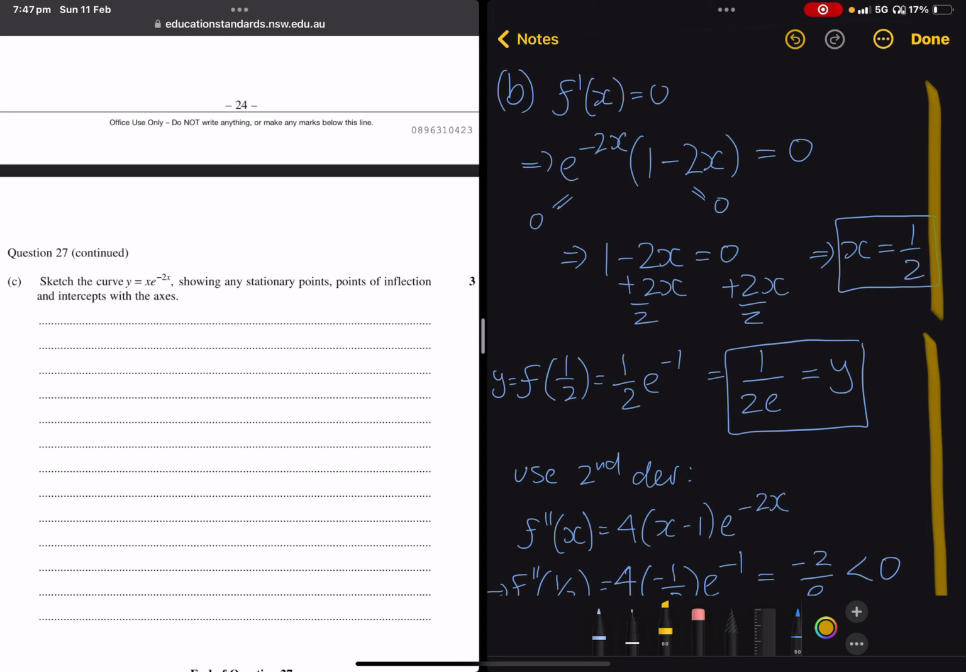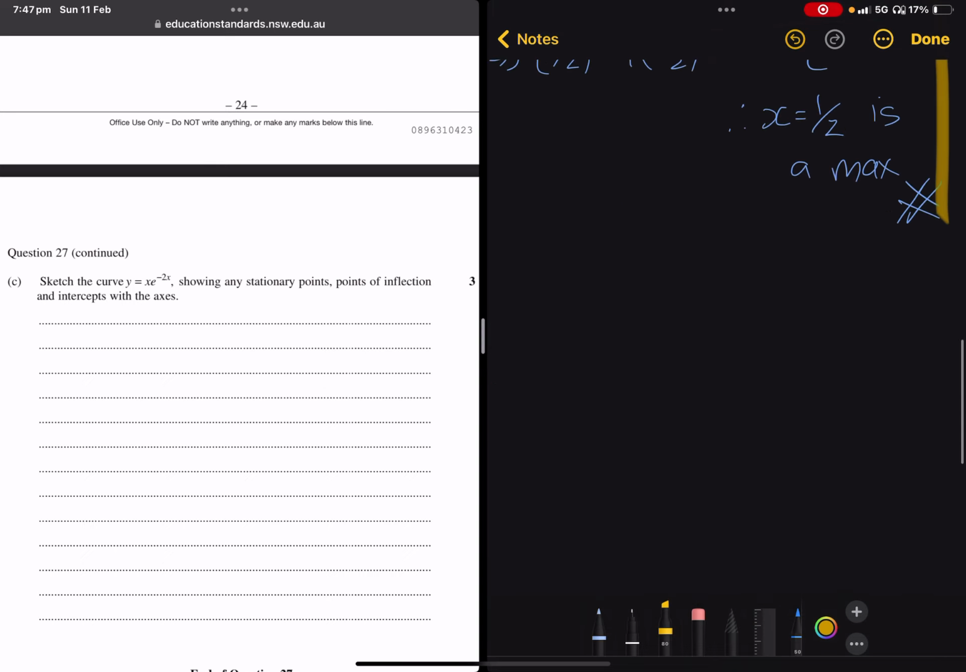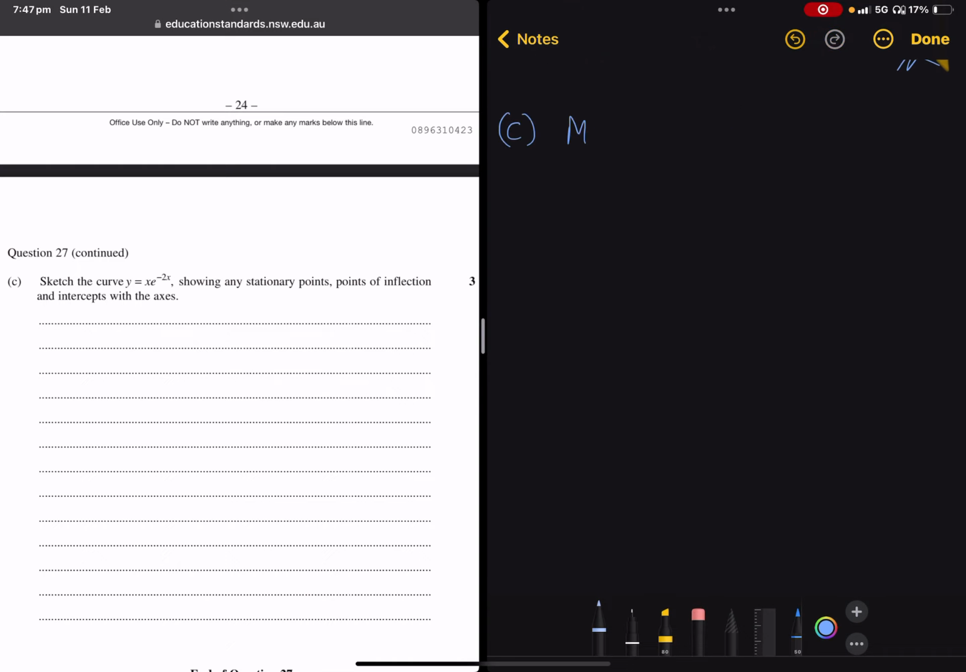We just found from the last question that there is a stationary point at the point 1/2, 1 on 2e. So for this question, this is just a continuation of the last question. We have a max at 1/2, 1 on 2e. So if we draw our graph, we'll draw it something like this. We might make this 1/2.